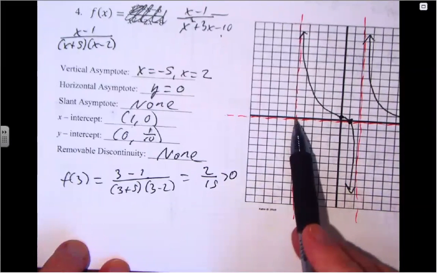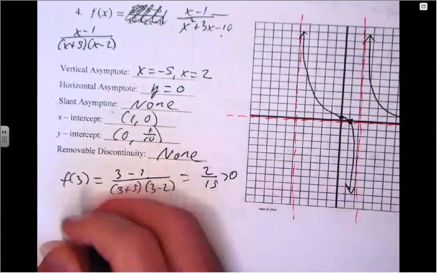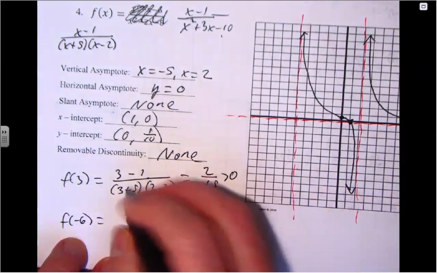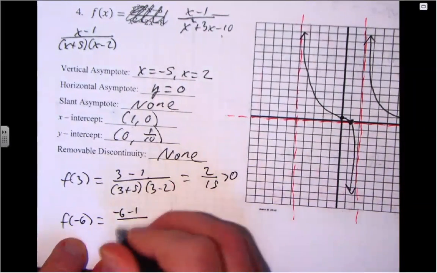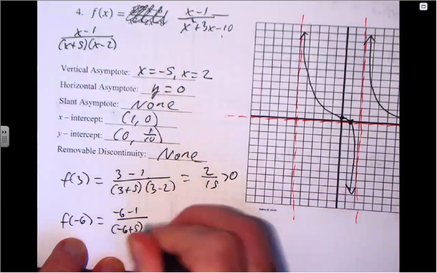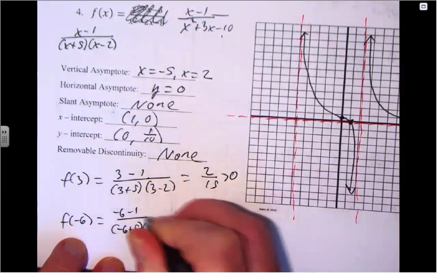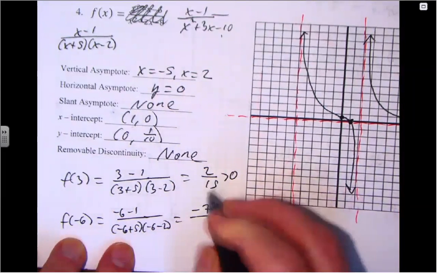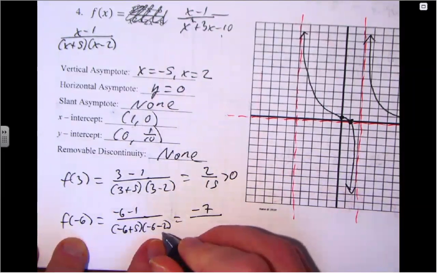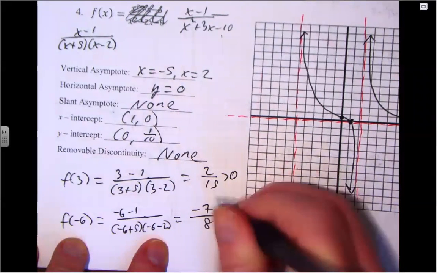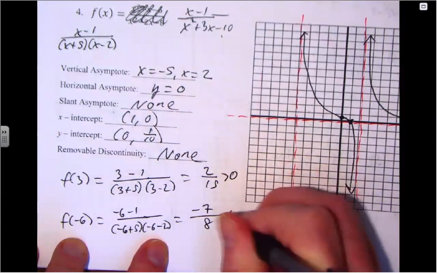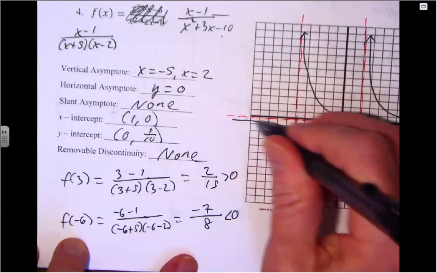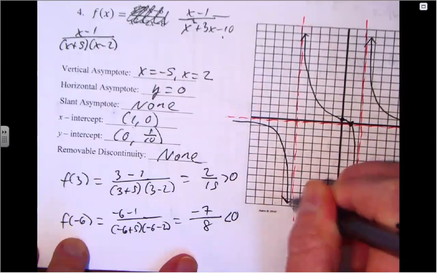Plug in a number less than -5. So let's say -6. -6 minus 1, -6 plus 5, -6 minus 2. -7 over -1 times -8, which is 8. But it's negative over positive, so it's less than 0. So it's got to be down here.